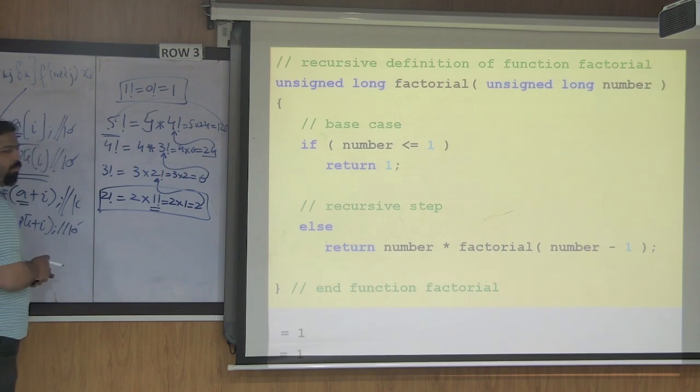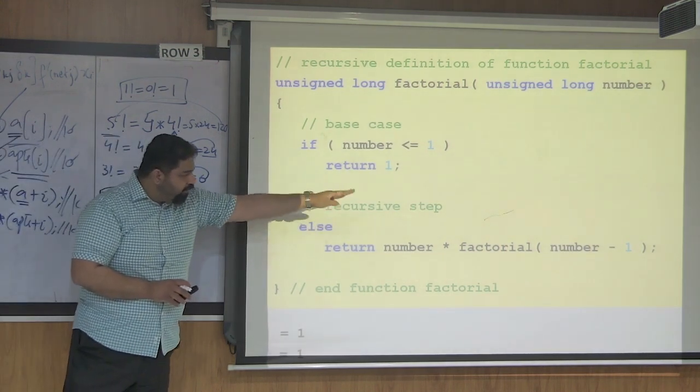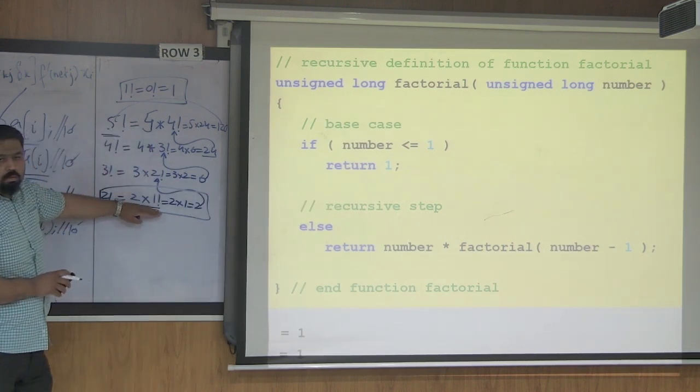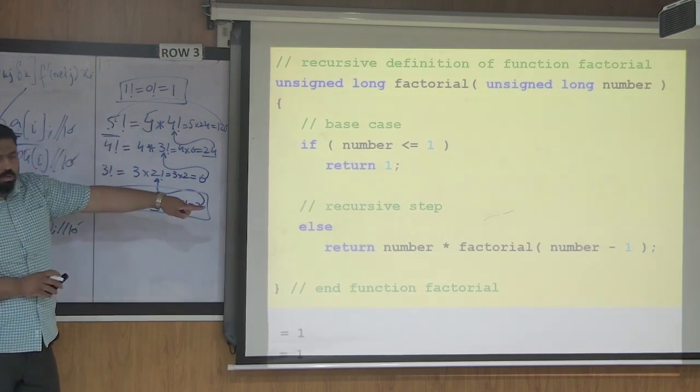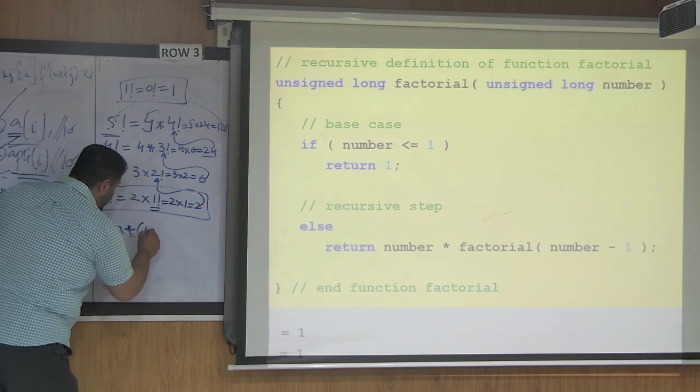Isn't this a problem? Return 2 times factorial of 2 minus 1. But we have to write it this way. The generic form is n into n minus 1.